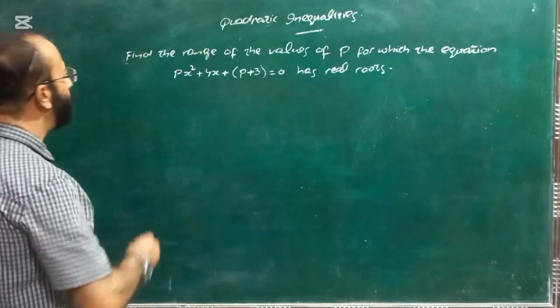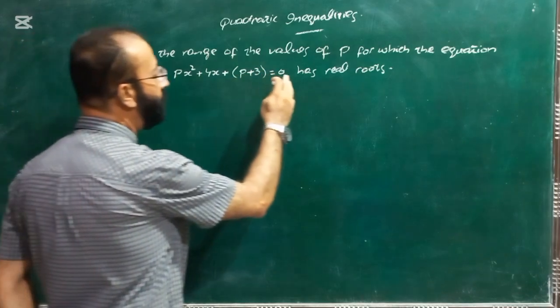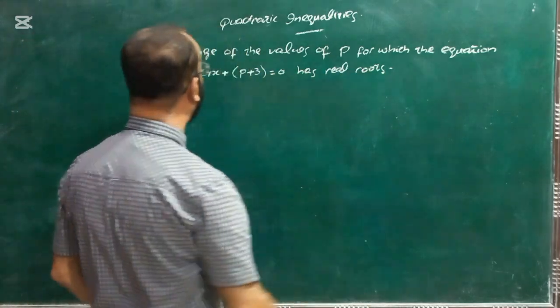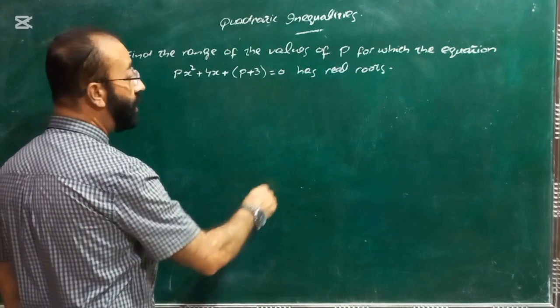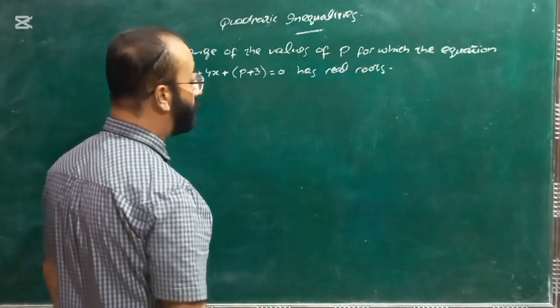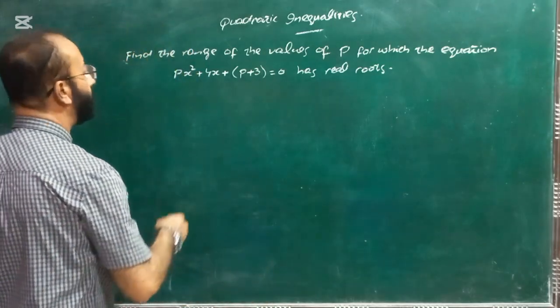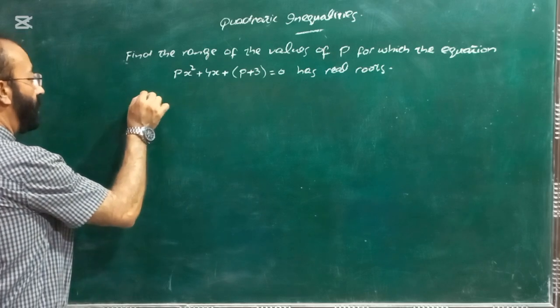Here is another question. Find the range of the values of p for which the equation px² + 4x + p + 3 = 0 has real roots. Okay, the solution is here.